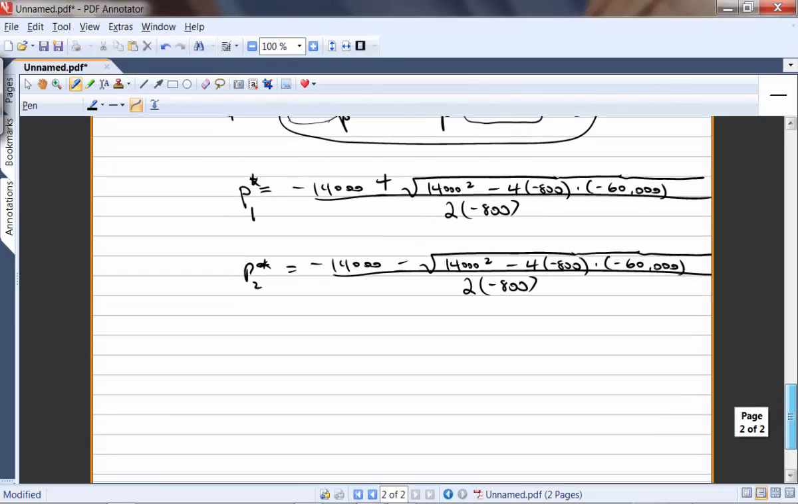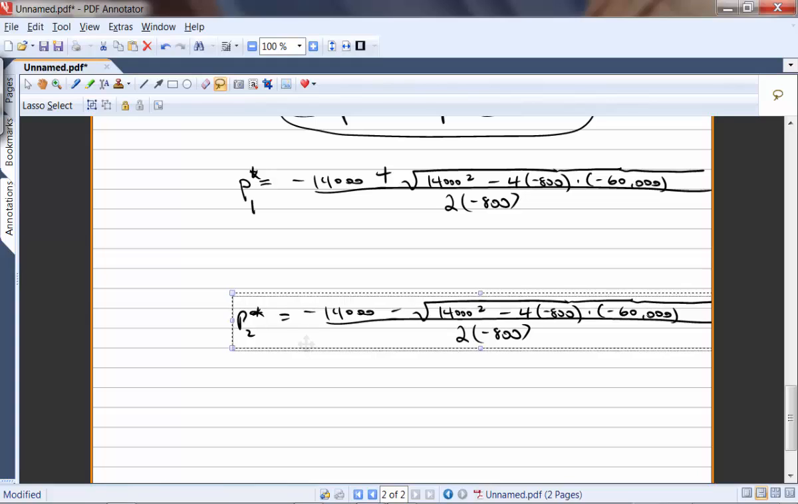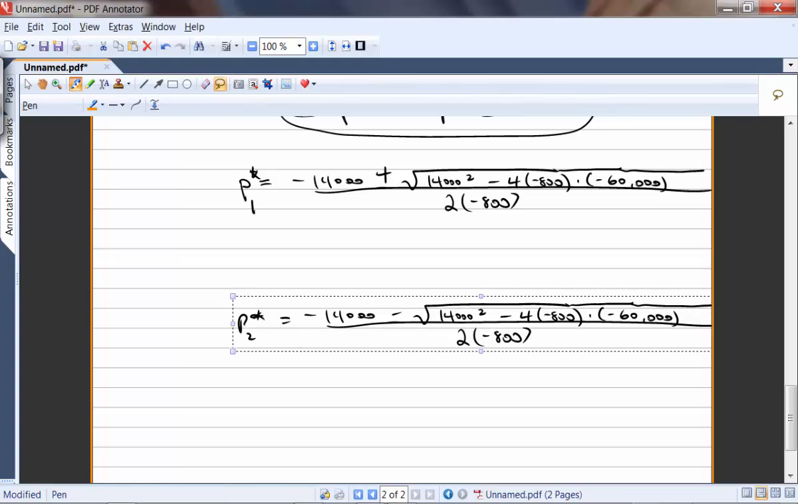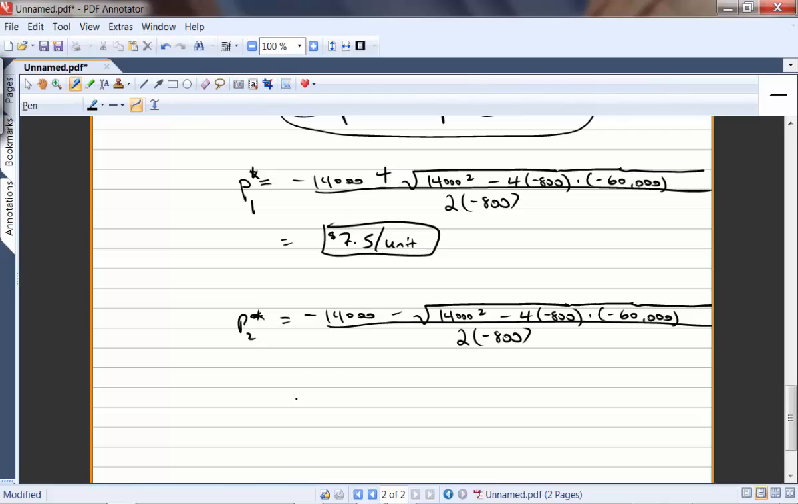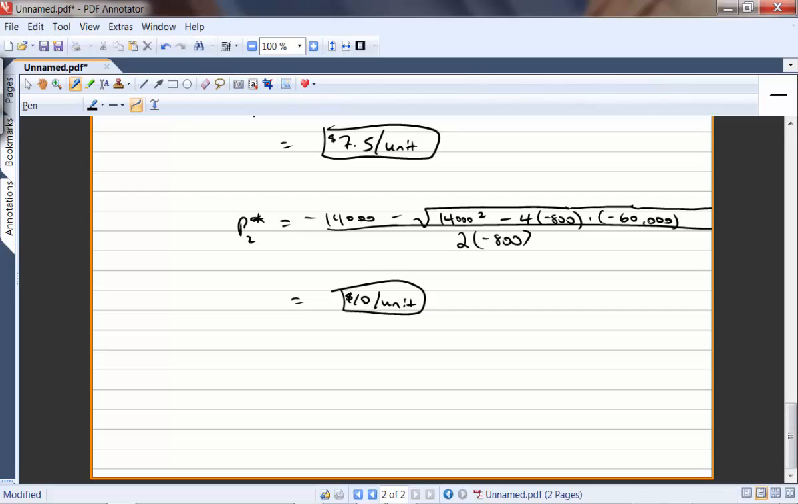And if you solve for P1 star and P2 star, let me go ahead and move this down a little bit. You put all this into your calculator, and you're going to get that P1 star is $7.50 per unit, and P2 star is $10 per unit. So these are the two break-even prices. If they charge $7.50 per unit or $10 per unit, they're going to earn 0 profit.